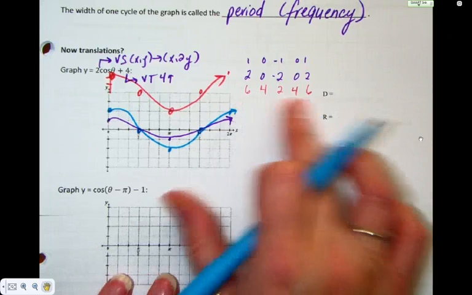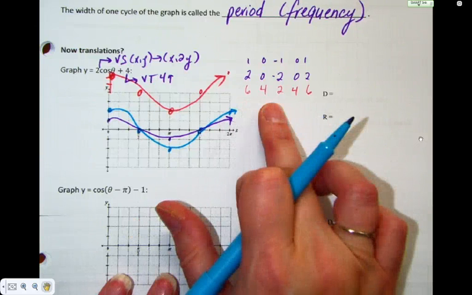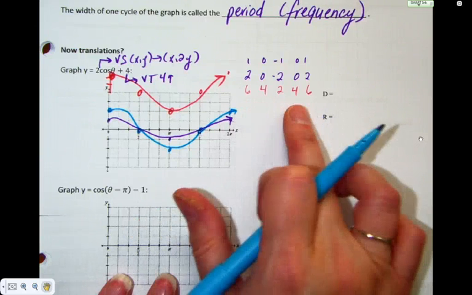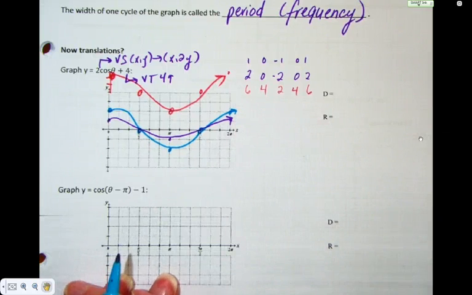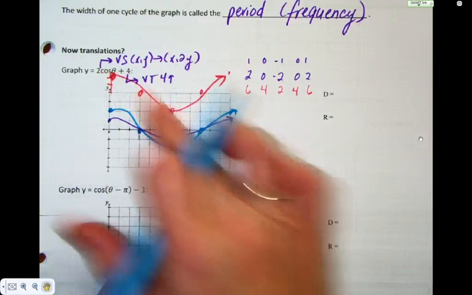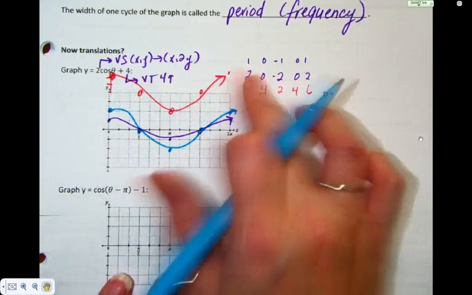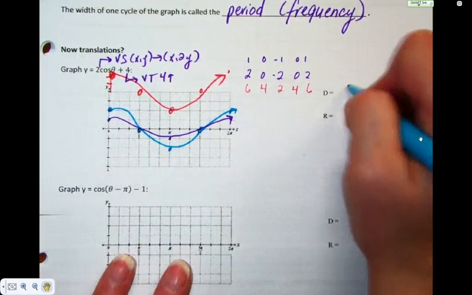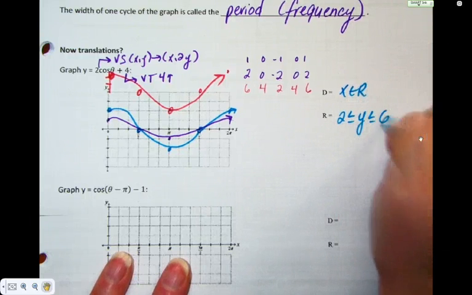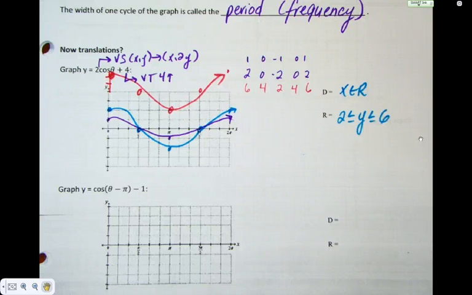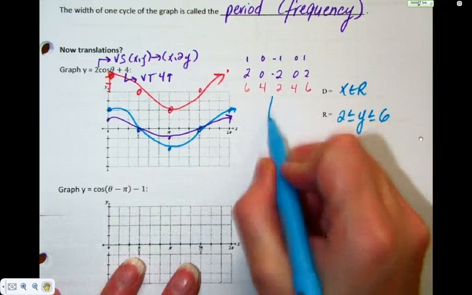What's the lowest value that you have here in the list? And what's the highest value you have? So you can get the range right off these points. It's got to be 2 to 6. What about the domain? Negative infinity to infinity, so either x is a real number or the other notation. And then 2 less than or equal to y less than or equal to 6. And again, that can come from the graph or right from the points.